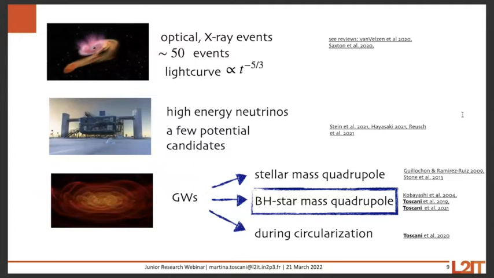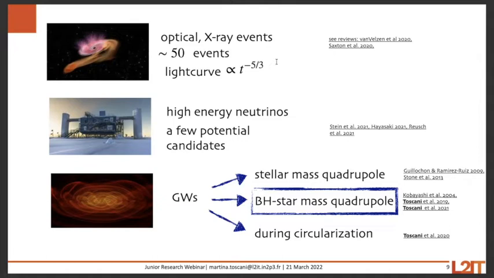This kind of event can be studied through different types of messengers. First of all, they are very luminous electromagnetic sources that present a characteristic bolometric light curve, which is proportional to t to the minus 5/3. So far, we have just observed the tidal disruption events in electromagnetic radiation, and in particular, from the observation, we see that this kind of event seems to be divided in two groups.